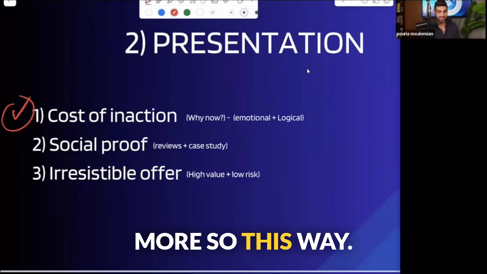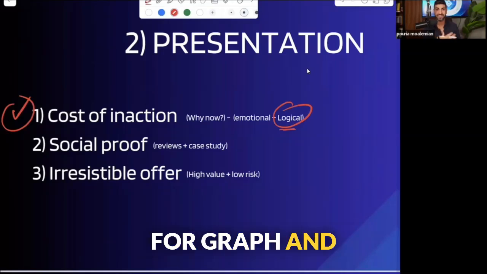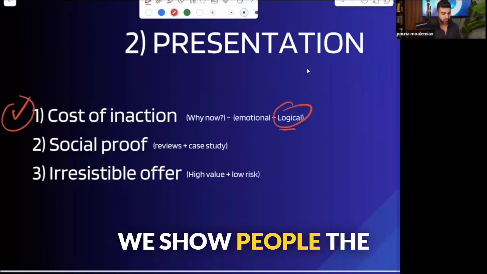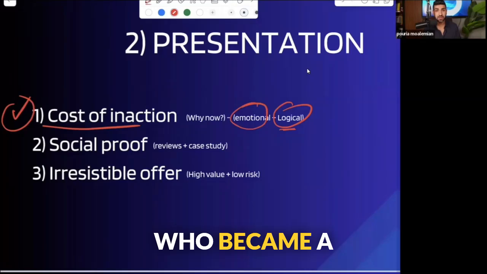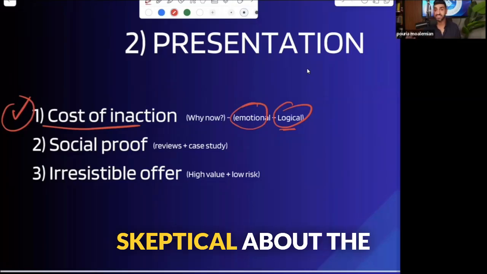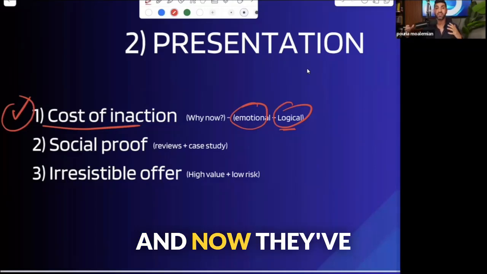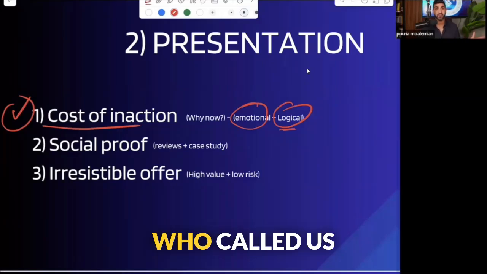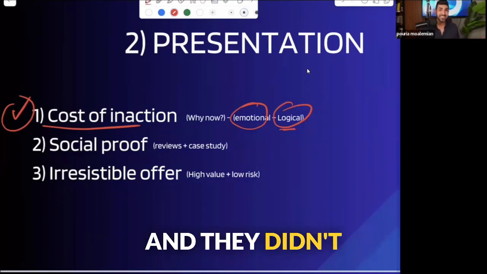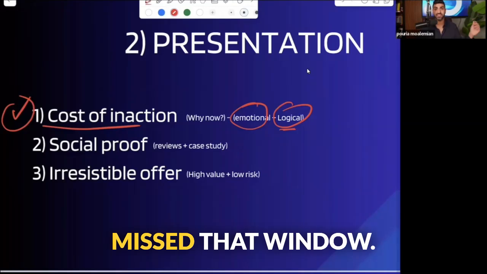This way, we logically connect with people because logical people are looking for graphs, stats, and numbers. The other way we show people the cost of inaction is by telling a story of somebody who became a homeowner even if they were skeptical about the timing and the housing industry in today's market. And now they've built so much home appreciation because they decided to move forward. Or we can tell another story of somebody who called us 2 years ago and didn't take action, and now they have to buy a smaller home because they missed that window.